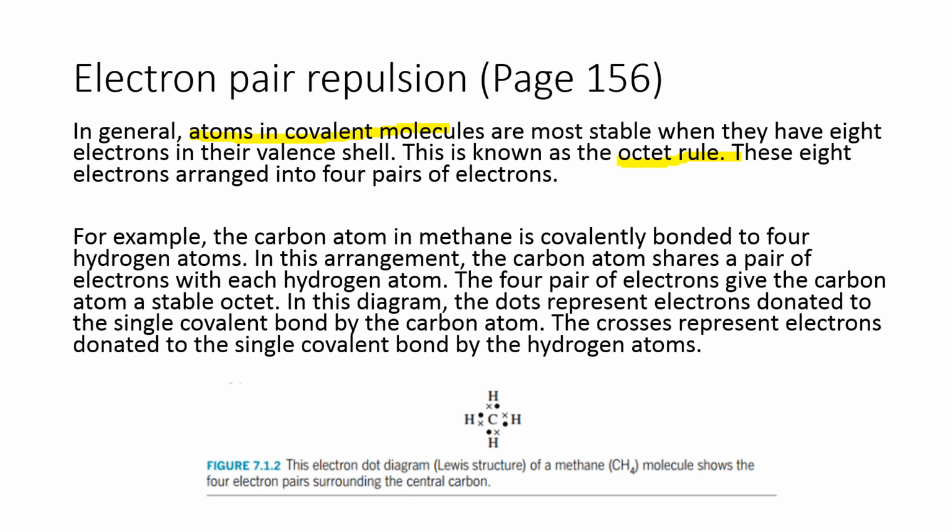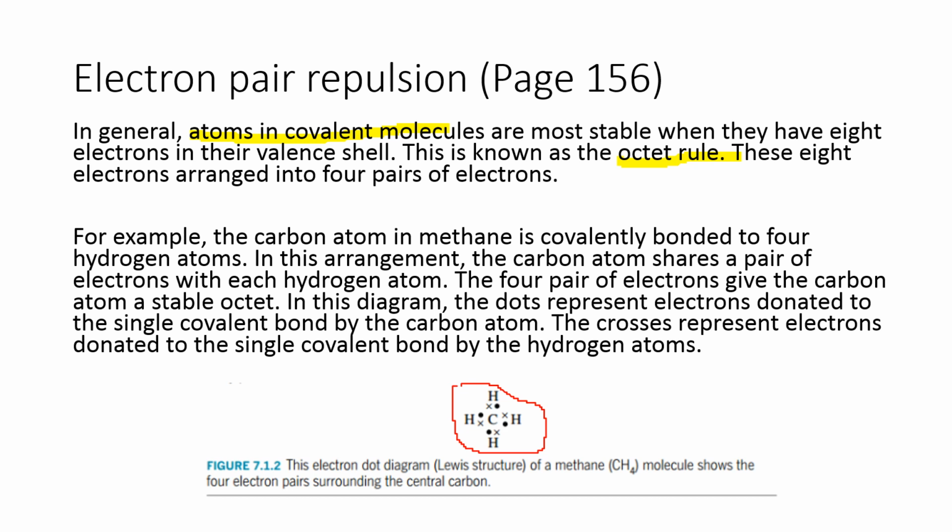As you can see at the bottom diagram that we have here, this is the structure of methane, CH4. And this is an electron dot diagram. We did discuss this previously as well. Electron dot diagram is also known as the Lewis diagram. It is not the same as the valence shell diagram. They are two totally different diagrams.